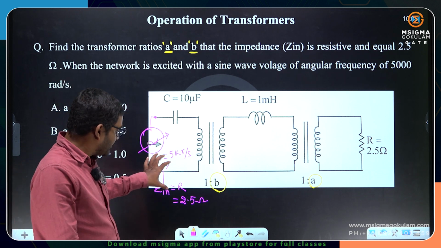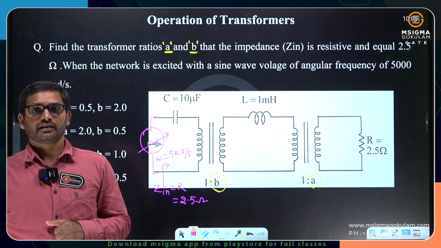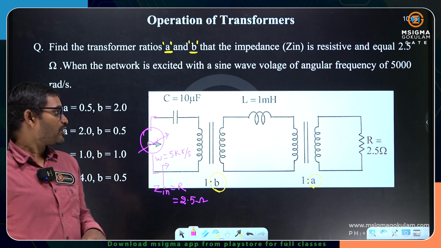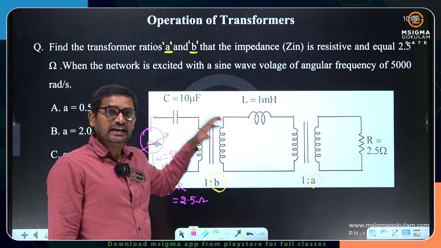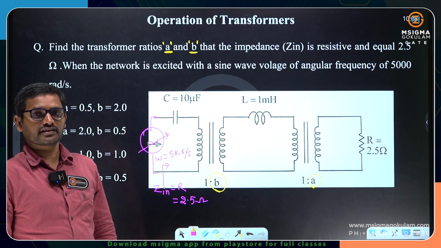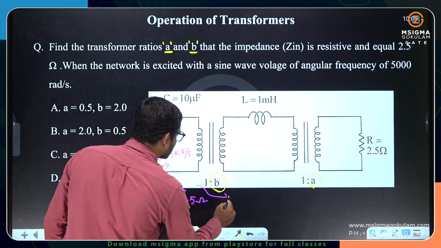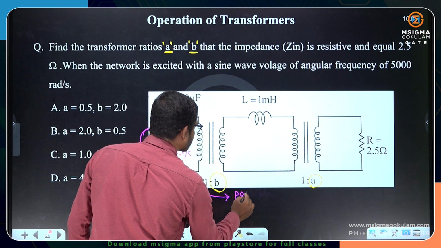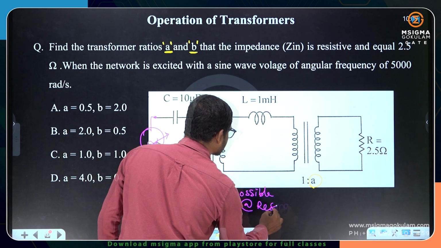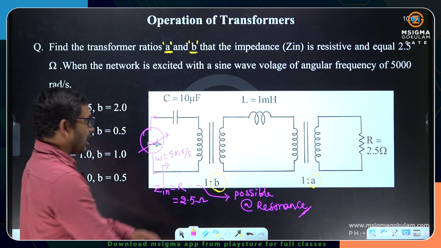When will you get the impedance as resistive in nature? Under resonance condition. That means the inductive reactance and capacitive reactance, the imaginary terms, have to become 0. So getting resistive nature is possible at resonance. So at resonance, the imaginary terms will become 0. So you solve the equivalent impedance.